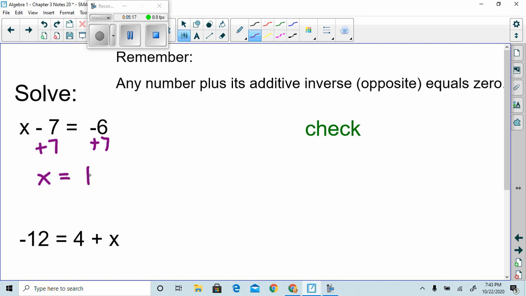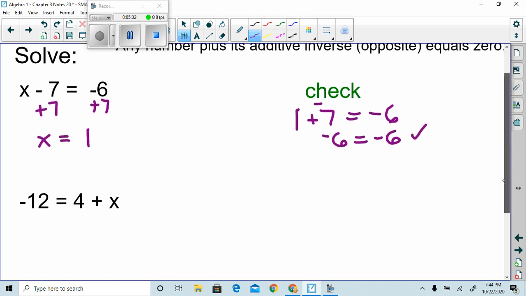Well, I don't know if that's right. Maybe I made a sign error. Maybe I made a calculation error. I'm going to replace that in. I'm going to do the math, which means add the opposite, and I see that it works. Especially when we have unlike signs, it's always good to do a check.